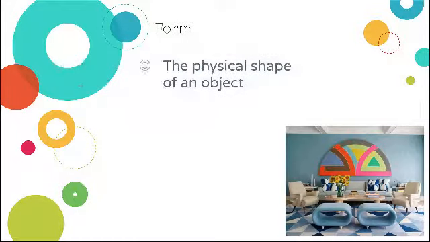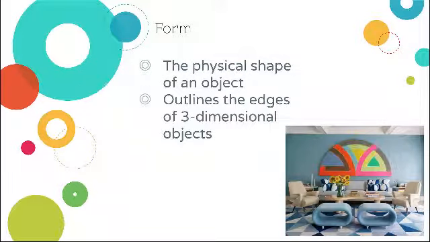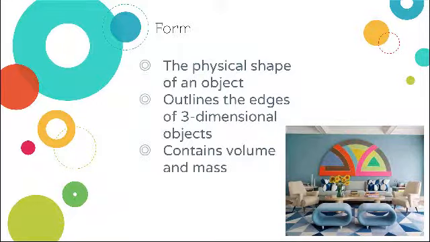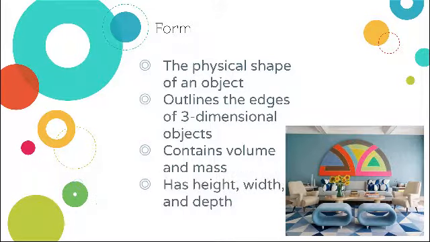The next element of design is form, and it's any physical shape an object takes. So it outlines the edges of any three-dimensional object. Like in your picture, you've got the couch and the chairs. It's the outline of those. It contains volume and mass, and so it is that three-dimensional form or shape. It also has height and width and depth.